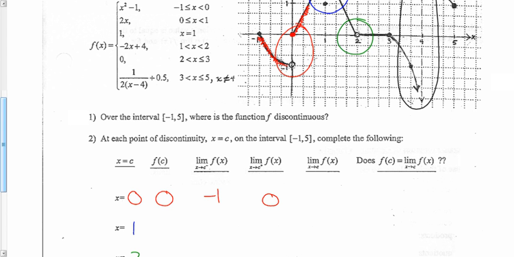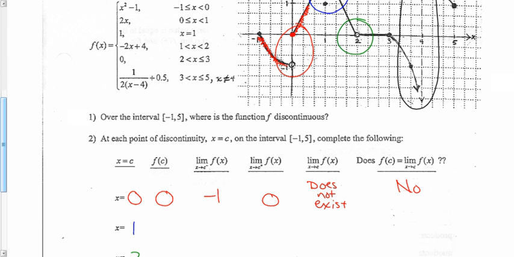The next question is, well then, what's the limit as x approaches 0? Well, the left-hand limit and the right-hand limit are two different numbers, which means the limit at x is 0 does not exist. And if you want to write DNE, I will be fine with that. So, answering the last question, does the function value equal the limit value? Well, if the limit value doesn't exist, then obviously these two things cannot be equal, so no.